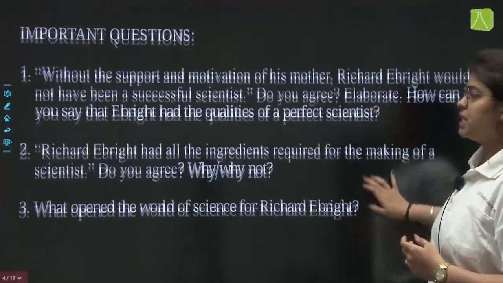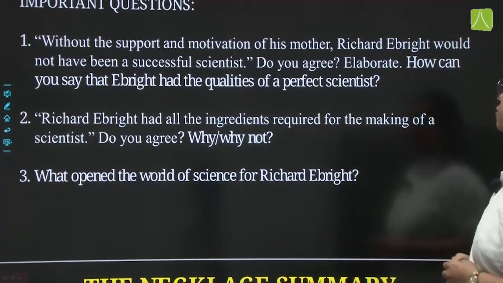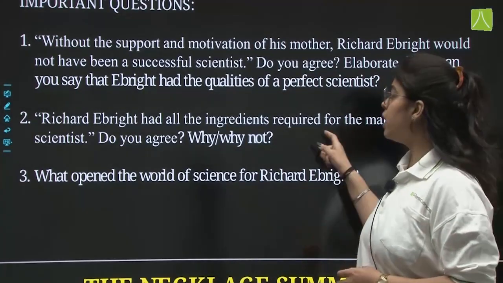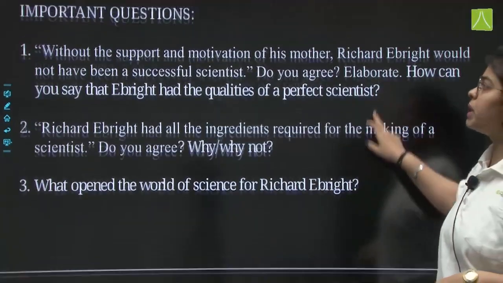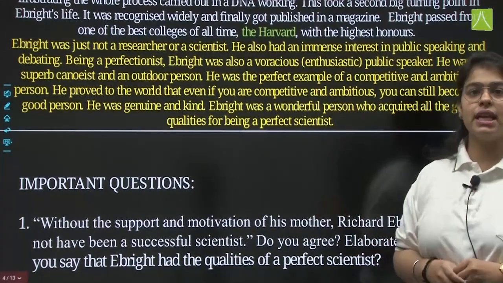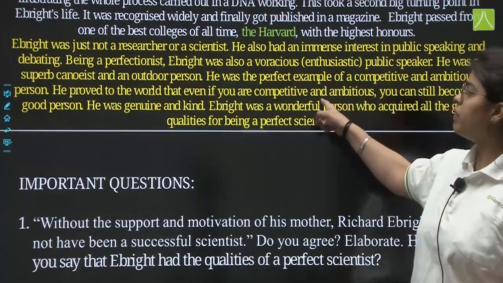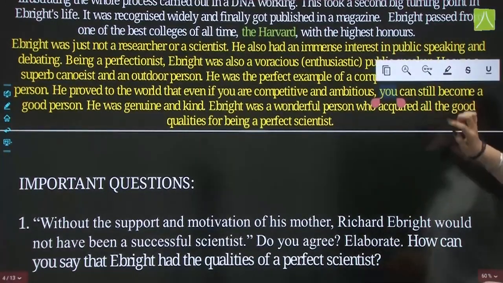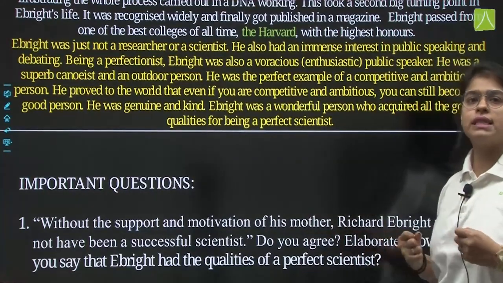Then the next question says that Richard Ebright had all the ingredients required for being a perfect scientist. Do you agree? Why or why not? Now here we have to explain why he was a perfect scientist. Not only because of the experiments he did, not only because of the discoveries and the research that he did, but here what we read, he was a perfect example of a competitive and ambitious person. So, he was very ambitious towards his goals.